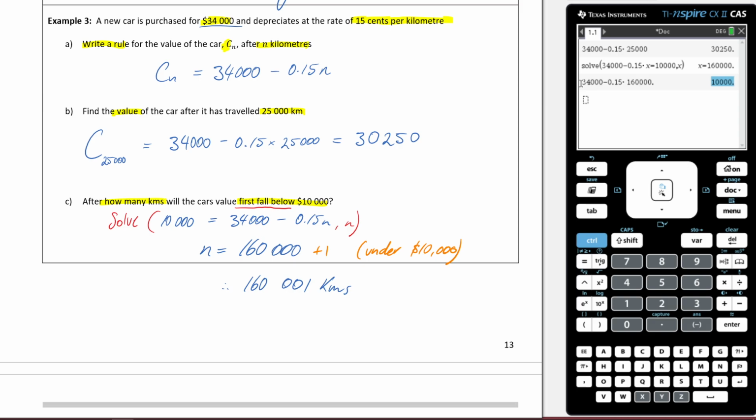A bit odd, but you just got to make sure you're on the ball, reading the question ever so carefully. Because if you had just written 160,000, you wouldn't be saying where it first falls below it. You would just be saying when it's worth $10,000. All right, hopefully that makes sense.